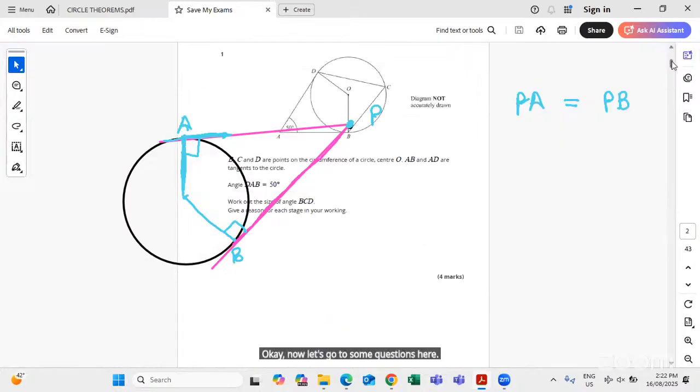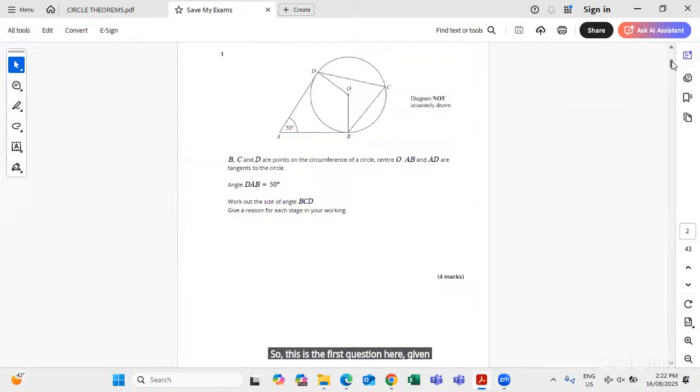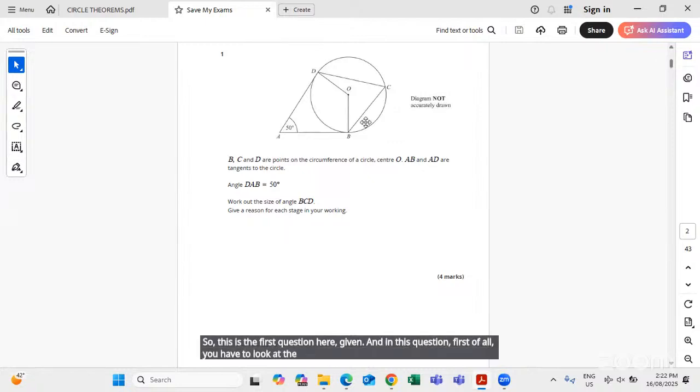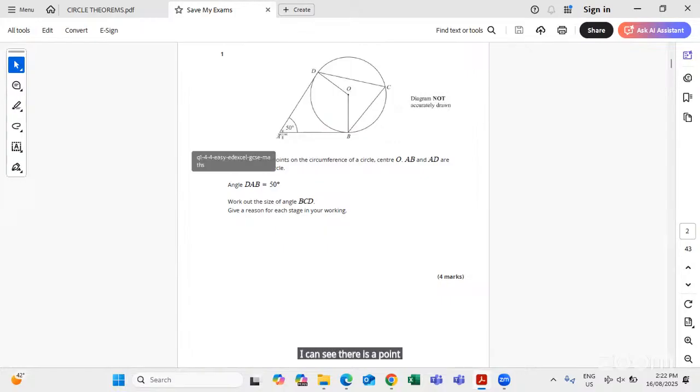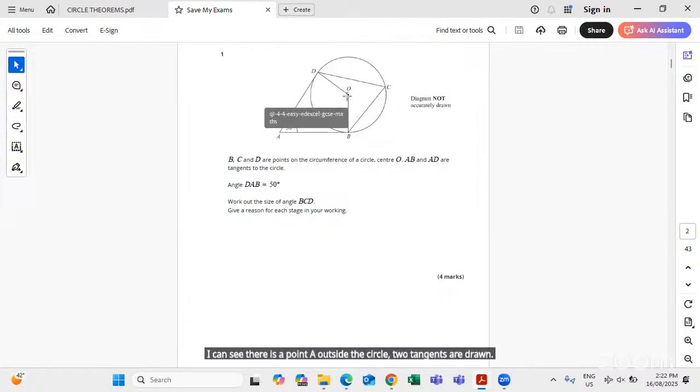So this is the first question given. In this question, first of all, you have to look at the question carefully and observe what information is given. I can see there is a point A outside the circle, two tangents are drawn. O is the center of the circle. C is a point on the circumference.